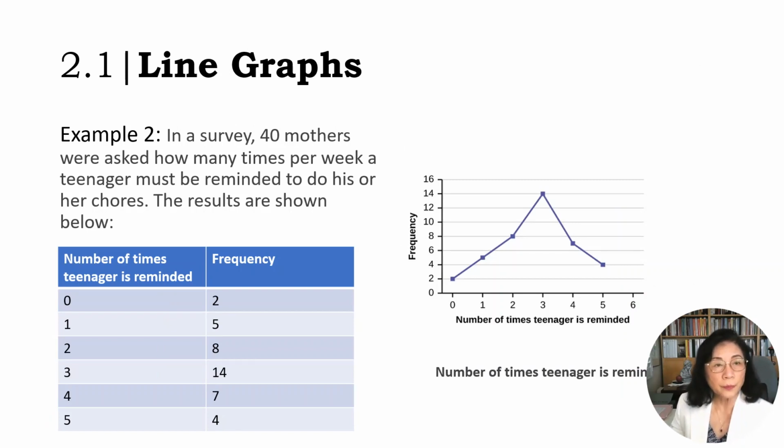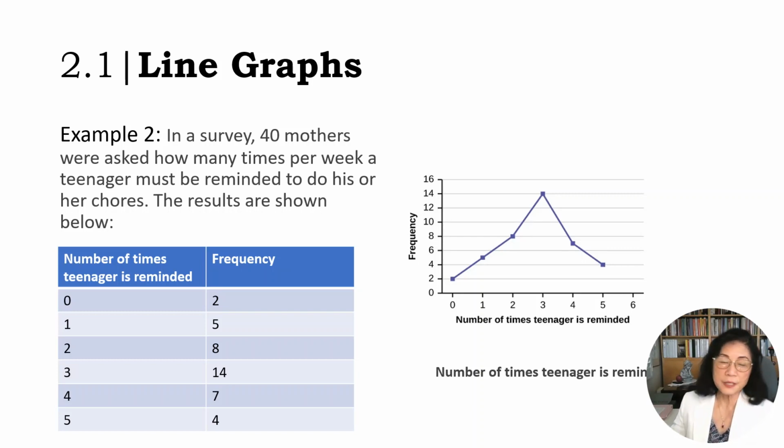Section 2.1, line graph. We look at example 2. In a survey, 40 mothers were asked how many times per week a teenager must be reminded to do his or her chores. The results are shown below. So this is another example of a frequency table. The number of times teenagers are reminded is on the left-hand side, and frequency on the right side.